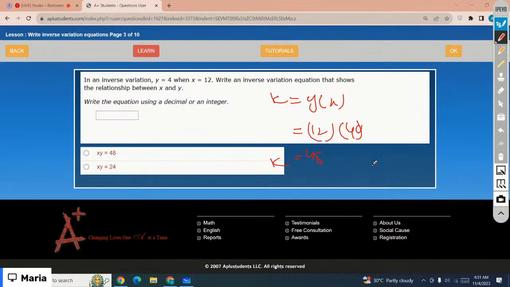Now you can use the equation that is y equals k over x. Y is 48 over x, right? Then xy equals 48. So the correct option is xy equals 48. Got it? The correct option is 48. Okay, very good.